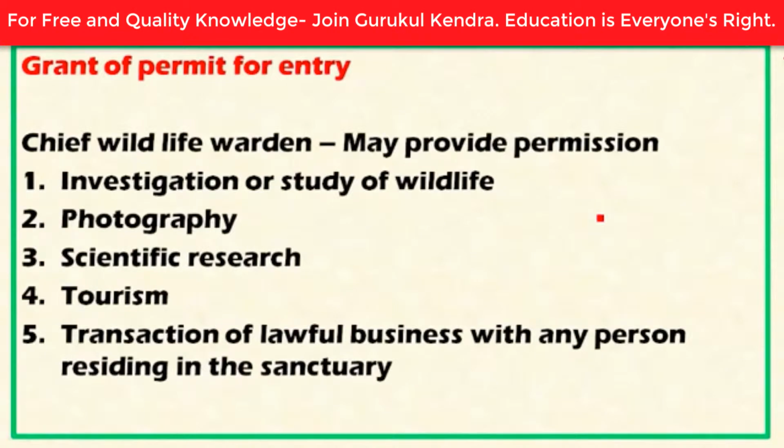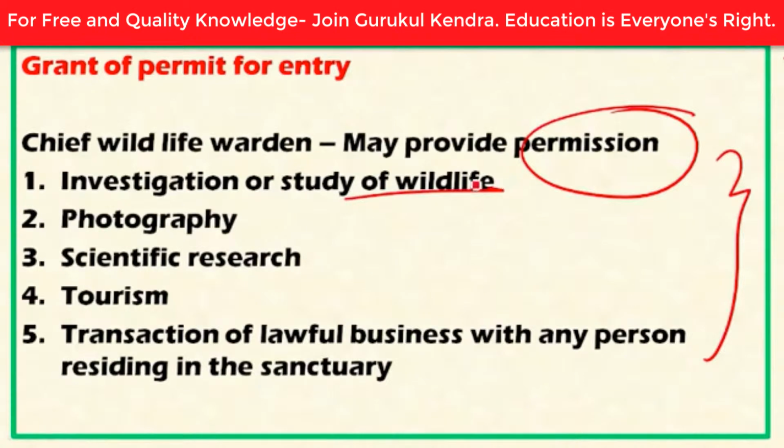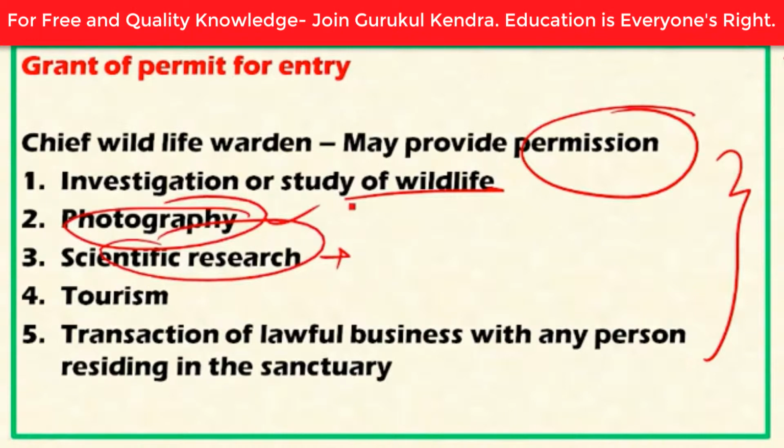On certain occasions, for certain reasons, permits may be granted to persons. The chief wildlife warden or the equivalent authority may provide permission to persons for undertaking various operations. These include investigation or study of wildlife, photography, scientific research of the forest ecosystem as well as the flora and fauna, tourism, and transaction of lawful business with any person residing in the wildlife sanctuary, for example tribals or forest dwellers. So these are the occasions where permission may be provided within the protected areas.